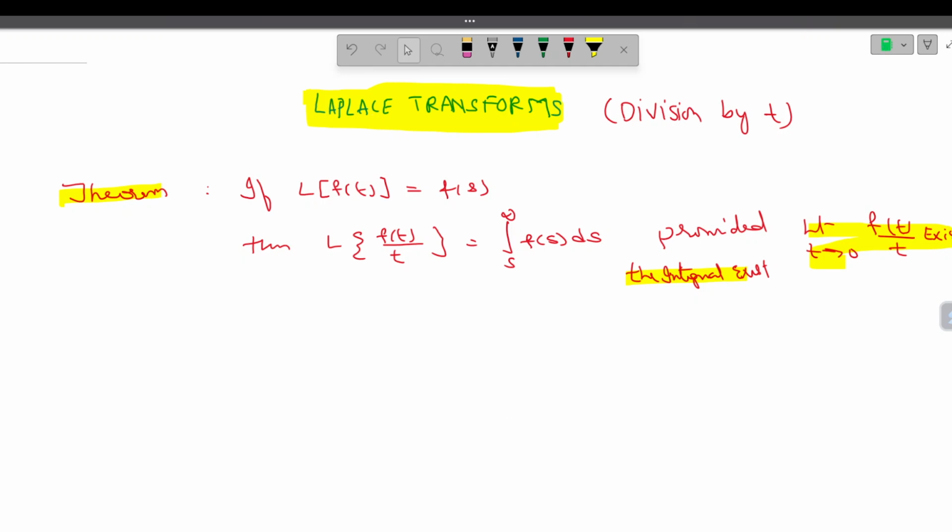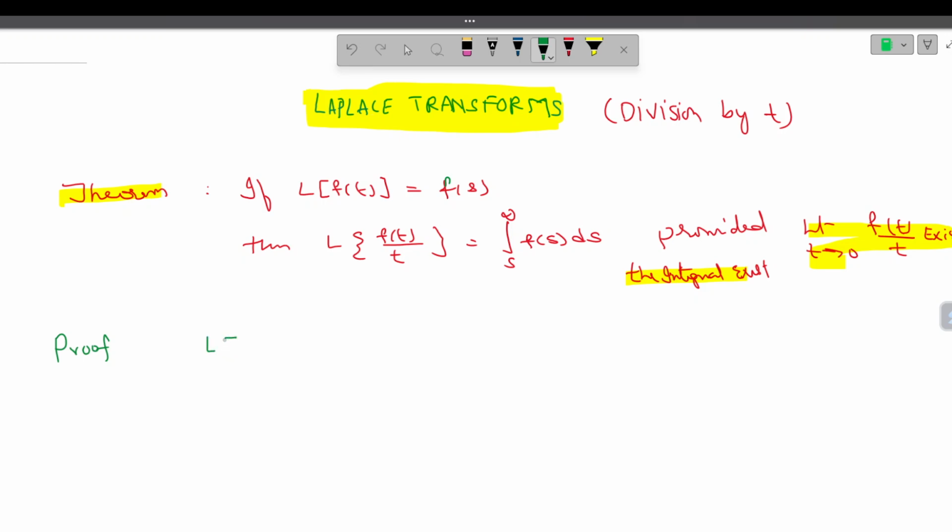Hi everyone, today we'll discuss one more problem, one more property: division by t of the Laplace transformation. What the theorem says: if the Laplace transformation of f of t equals F of s, then the Laplace transformation of f of t by t, that means division by t, equals the integral from s to infinity of F of s ds. This conditional clause is there: f of t by t exists and the integral also exists. So let us go for the proof.